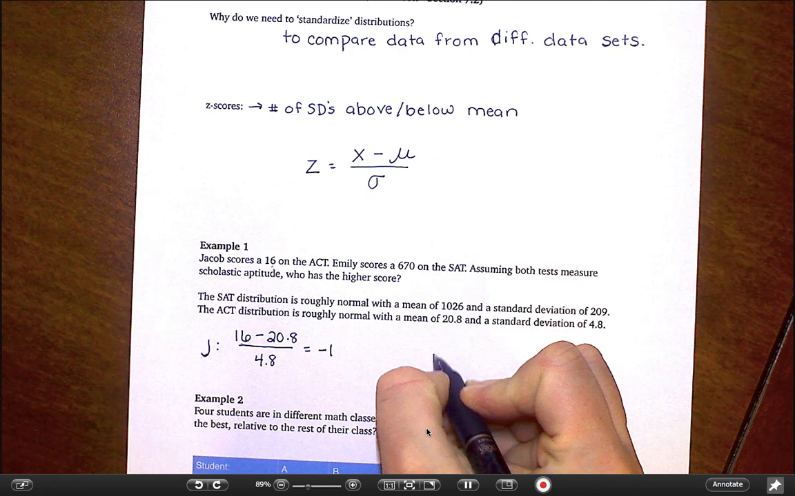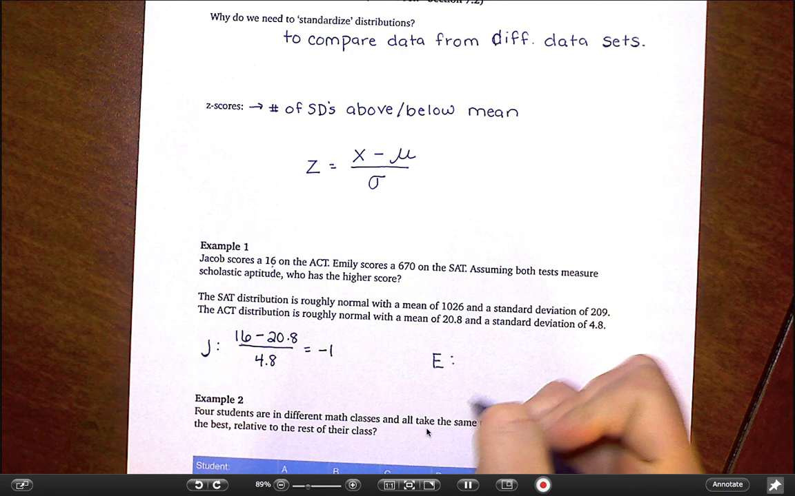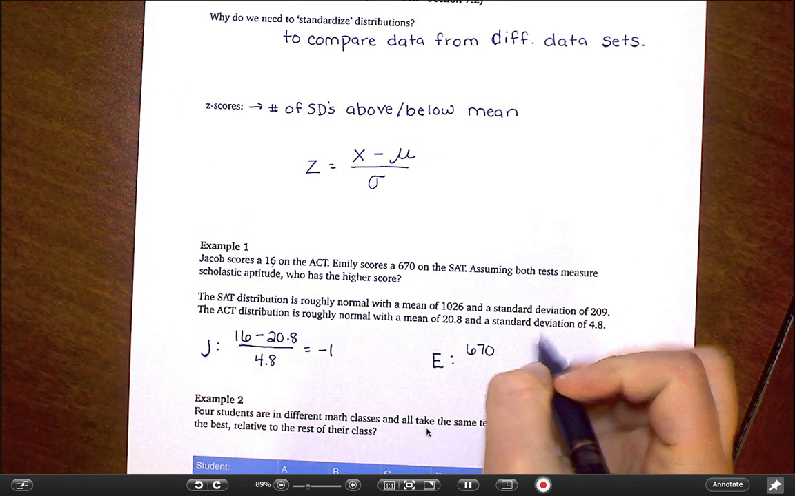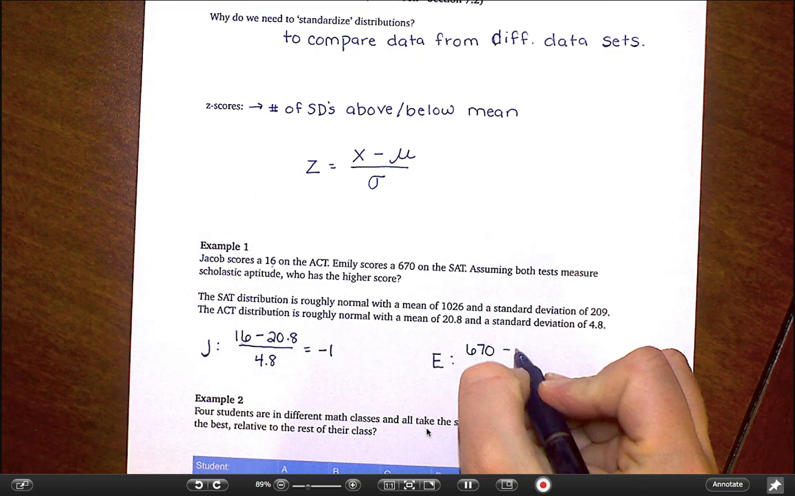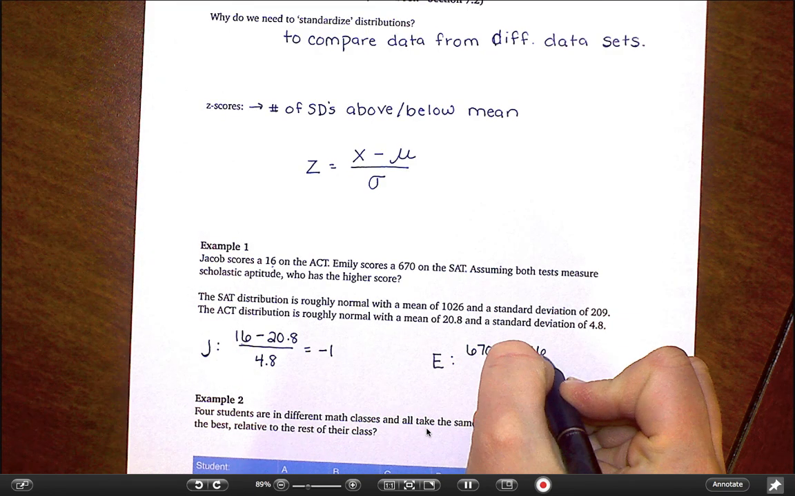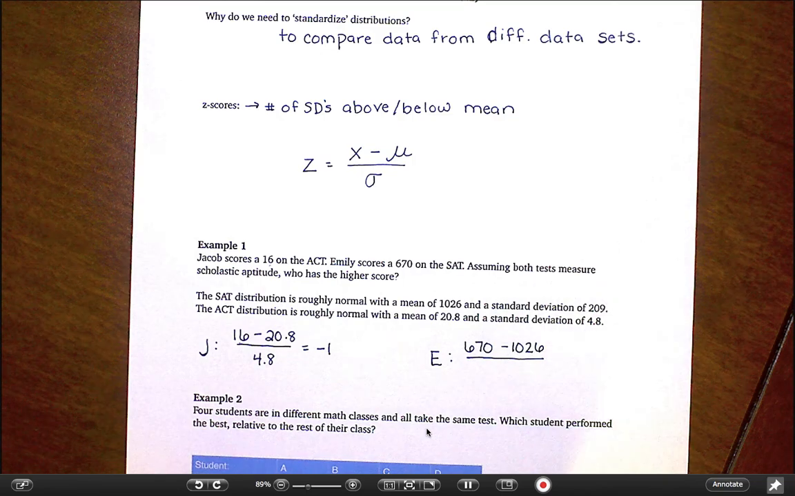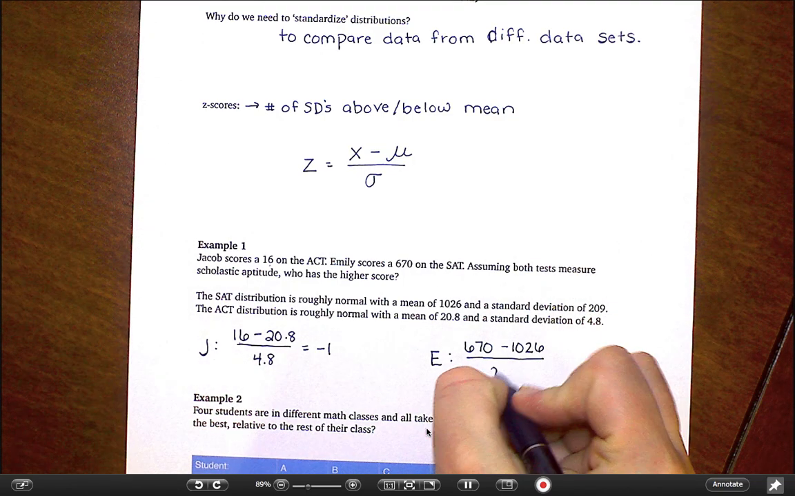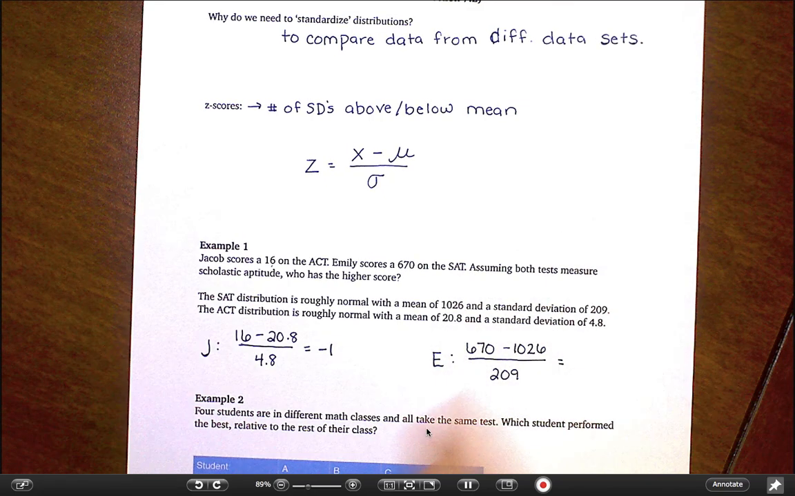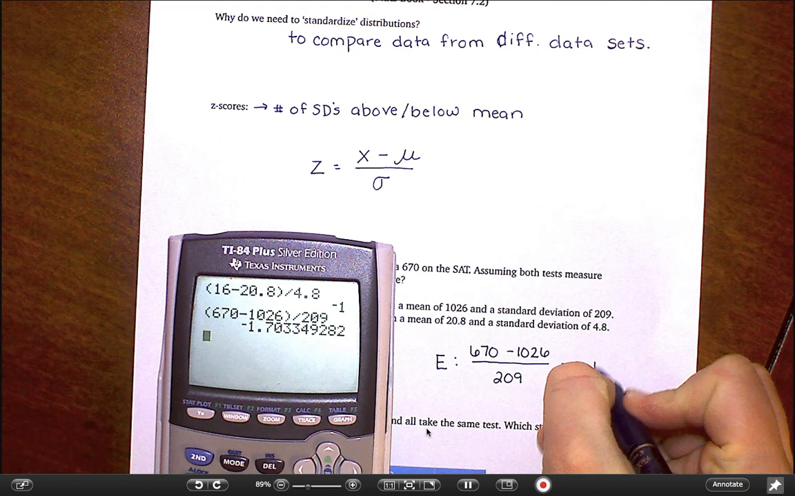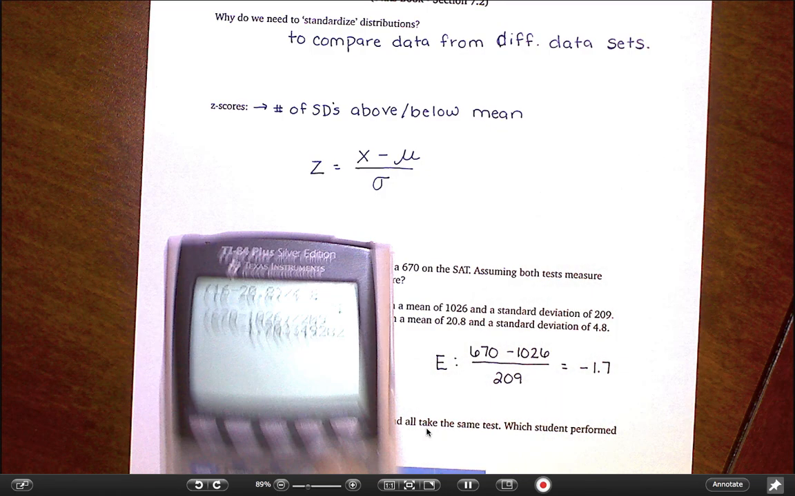Let's look at Emily. Emily's score on the SAT was a 670. I'm going to subtract the mean of 1026. That gives me how far away from the mean she is. And then I want to think about that in terms of standard deviations, if I'm counting standard deviations. So I'm going to divide by the 209. Hers is going to come out negative 2, it appears. 670 minus 1026 divided by 209, and I get negative 1.7. So she's almost 2 standard deviations below the mean.